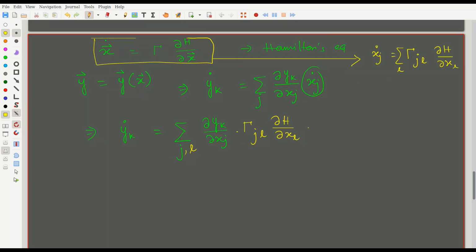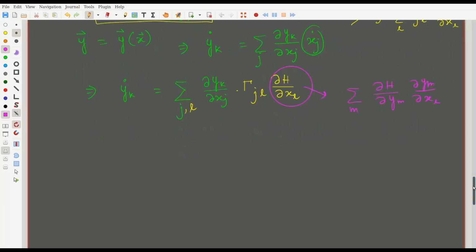Again, this del h del xl, since xl is a function of all these y's, you can write it as summation over m, del h del ym into del ym del xl. You can do that, right? So now with all these things in place, let us write down this.